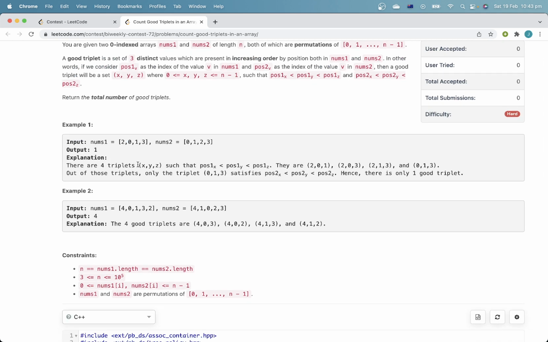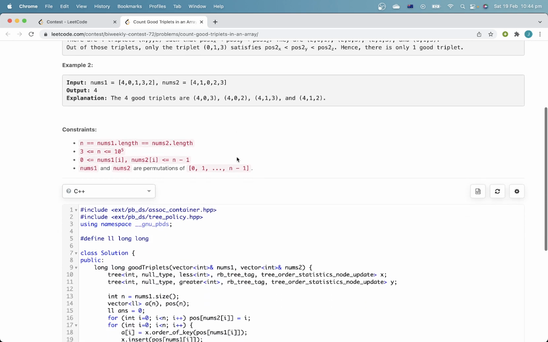So basically, if I fix a y, I want to find how many x's are valid to the left and how many z's are valid to the right, and then multiply them together. This is actually symmetric, so I'm just going to focus on counting the number of x's. If I'm at this position, I want to know how many of the numbers to the left also appear to the left of our current y in nums2. So I'm trying to find how many elements x are to the left such that in nums2, x also comes before y.